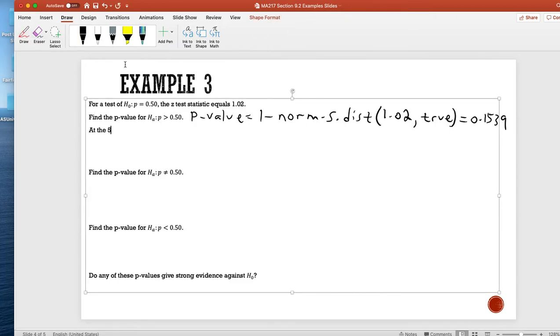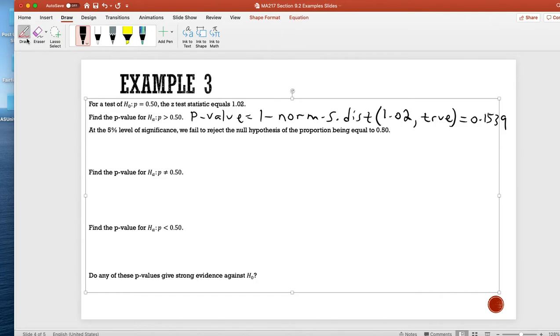So because of that, we could write a short little statement for this. At the 5% level of significance, because 0.1539 is greater than 5%, we fail to reject the null hypothesis of the proportion being equal to 0.50. Okay.